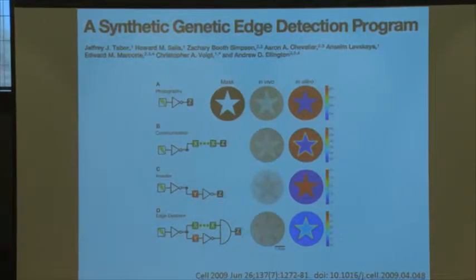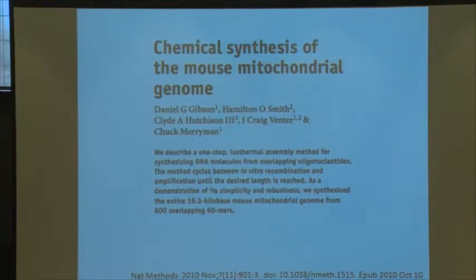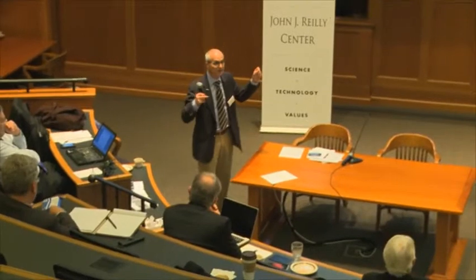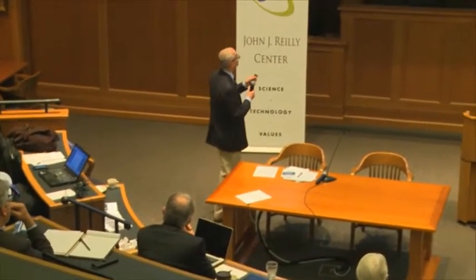Now, one of the big advances really was this paper here, where this group at the Venter Institute showed that they could chemically synthesize a mouse mitochondrial genome. So here, they're basically using the technology that Ken talked about, just making a series of DNA molecules and assembling them together to make a large genome.